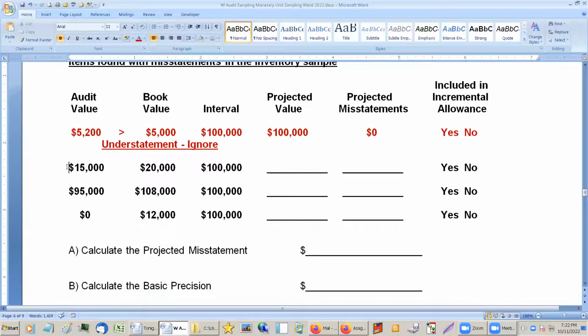Second one here. This one is a little bit better behaved. Notice that it's an overstatement, right? The audit is 15,000, the book value is 20. So this is an overstatement. They're overstating it by 5,000 or whatever. And the book value is less than the interval. So this is what I call well-behaved.